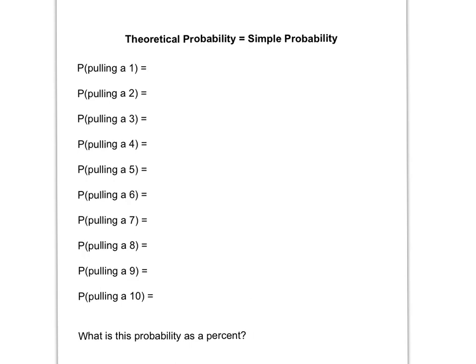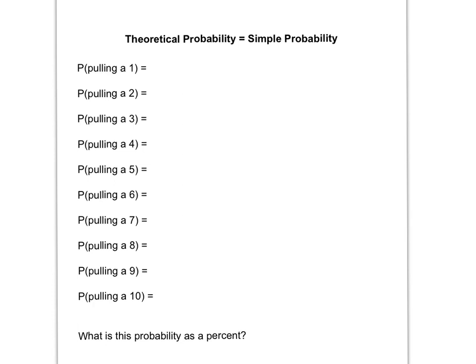Okay, let's look at yesterday's experiment, the results of pulling a card out of a deck of cards numbered 1 through 10, and we're going to look at the theoretical probability, or the simple probability, first. So there is only one of each type of card in the deck. There is one card that has the number 1 on it, one that has the number 2, one that has the number 3, and so on all the way up to the number 10.